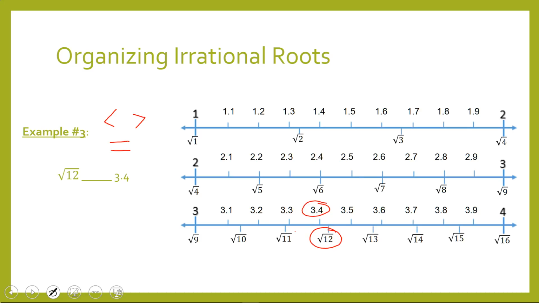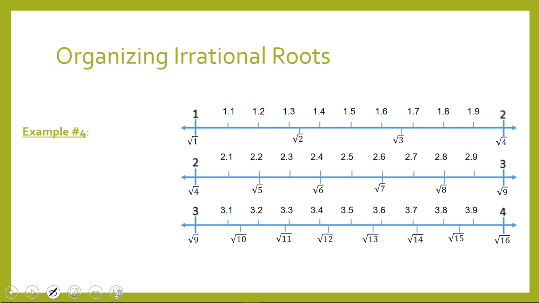See how easy that is to compare these numbers now that you have filled in this chart? Instead of having to go through it by hand or try to use a calculator, this actually makes it much simpler because we can see automatically that 3.4 is less than the square root of 12, or in the same way that the square root of 12 is greater than 3.4, so our answer just looks like this.